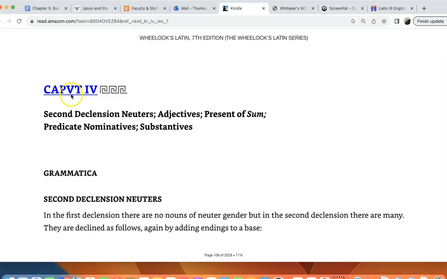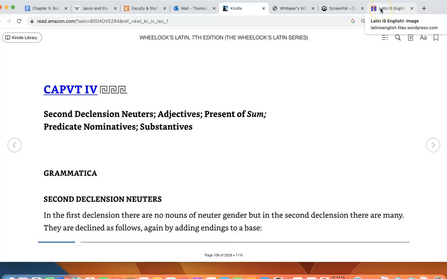And we have Caput IV, Chapter 4. Topics to be covered are second declension neuters, adjectives, present of sum, predicate nominative, and substantives. Let's start off with the first topic, second declension neuters.